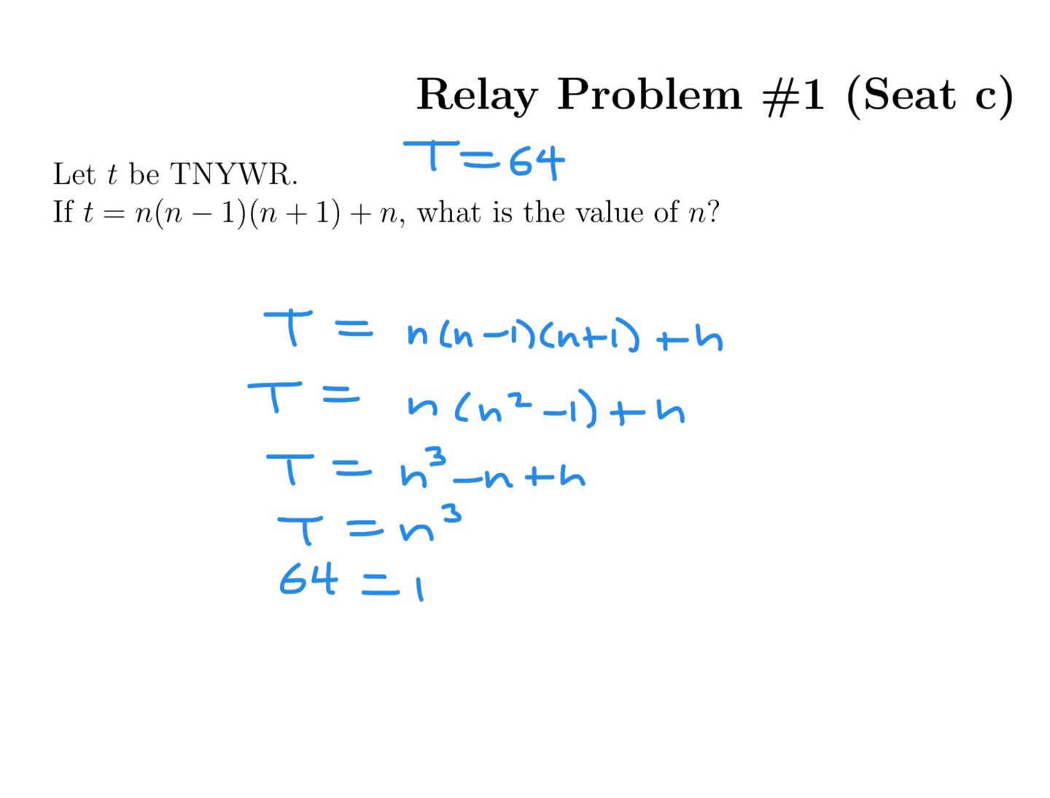So therefore 64 is equal to n cubed. Therefore n would be the cube root of 64, which is 4. And I believe that's it.